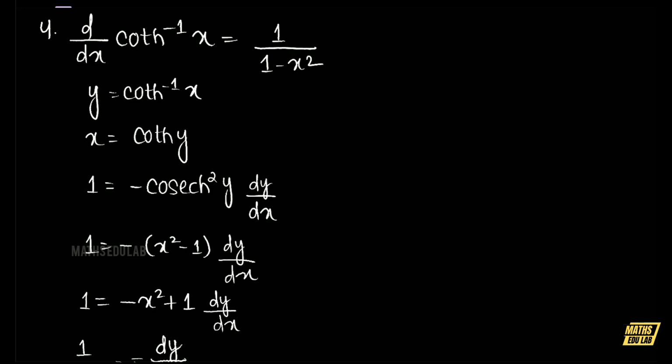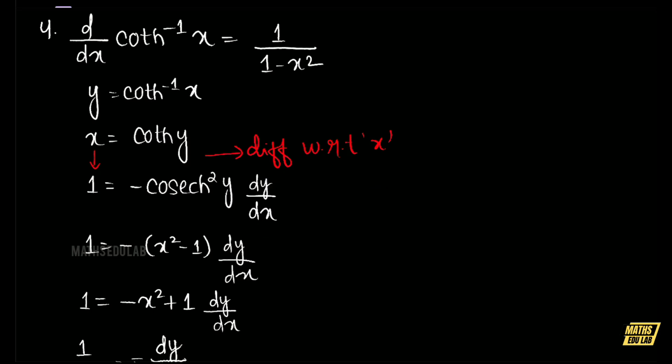So considering this one as y, that means coth inverse x as y, and then we get the x value as coth y. Again differentiate with respect to x. On differentiating this value with respect to x, we get x as 1, and the derivative of coth y will be minus cosech square y dy by dx.